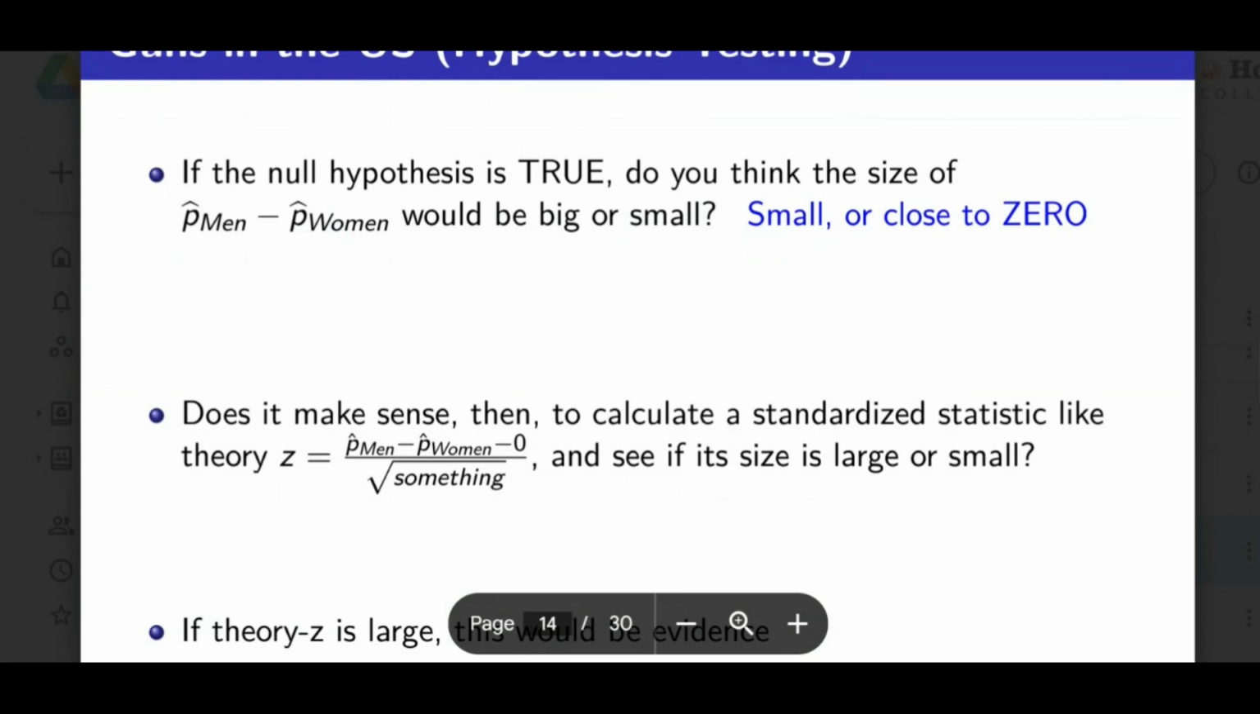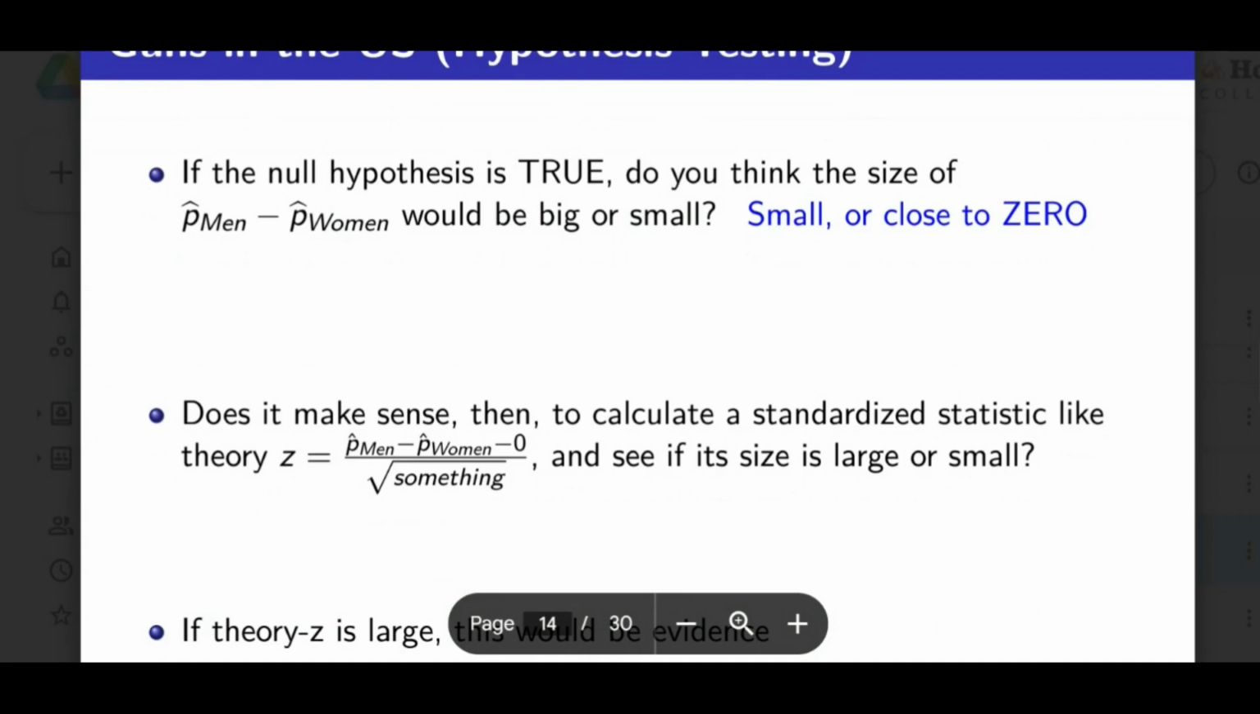Which means you can test whether the null is plausible by checking the size of some kind of statistic that involves this difference. So if this number becomes something big, then it means that this difference is big. If this number is small, it means that this difference is small. And notice what's this statistic called? Theory Z.